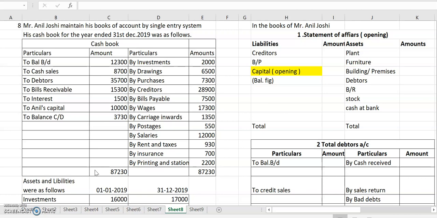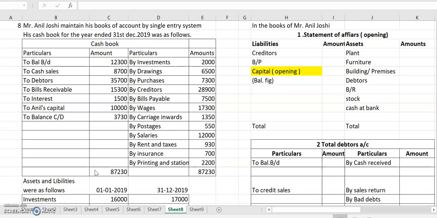and then we move towards the preparation of the trading account and profit and loss account. It is not possible to record the whole question in one video, so we will continue in the next video also if it is necessary. So please refer to the videos one by one, according to the sequence, so you will get the idea of how to solve the single entry system in the solving part.